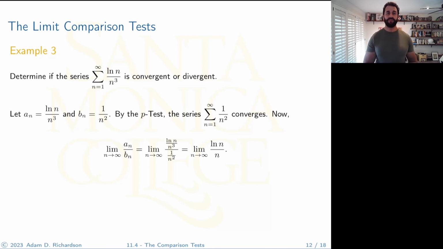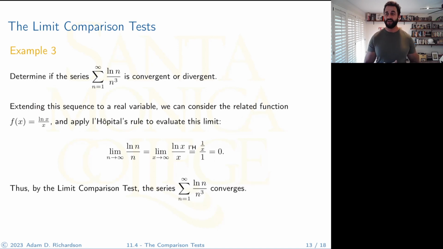It's of the form infinity over infinity, right? So when it's infinity over infinity, we feel very tempted to use L'Hopital's rule. But remember, L'Hopital's rule requires differentiability of the numerator and the denominator. So these are not differentiable functions, they're sequences, right? So we have to pass to a real variable extension. We have to consider the related function, ln of x over x, and now we can apply L'Hopital's rule because we have differentiable functions.